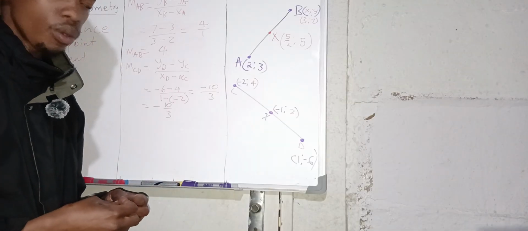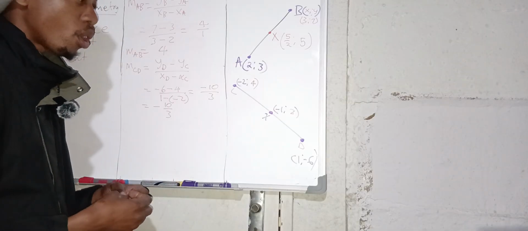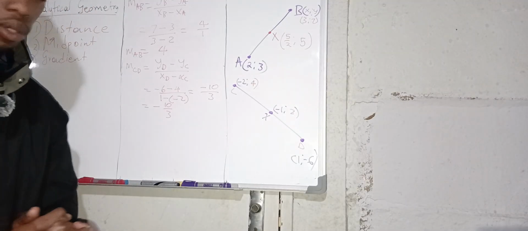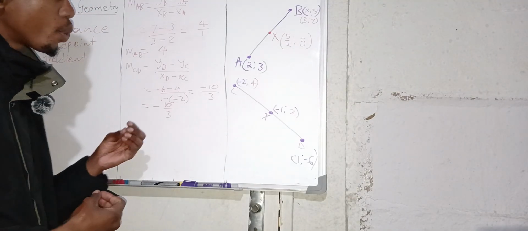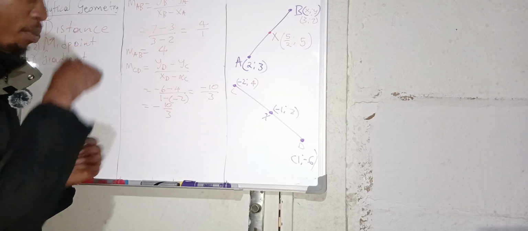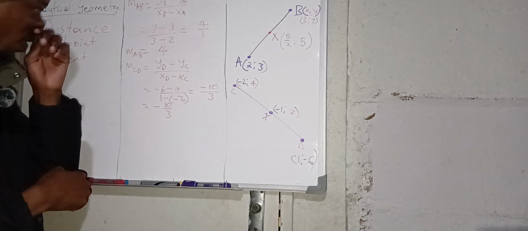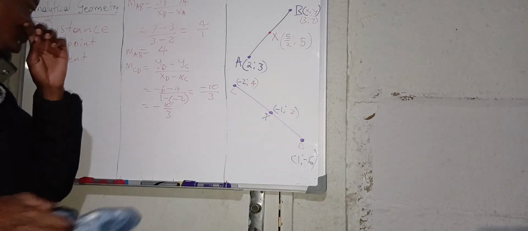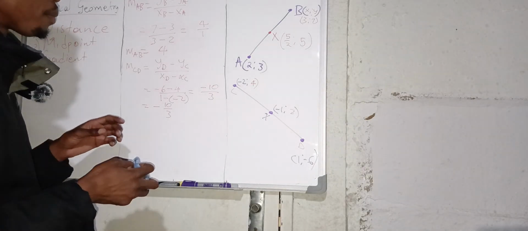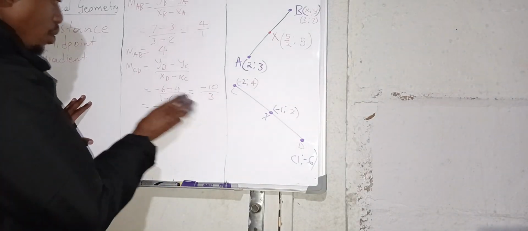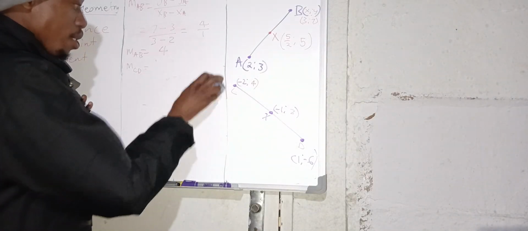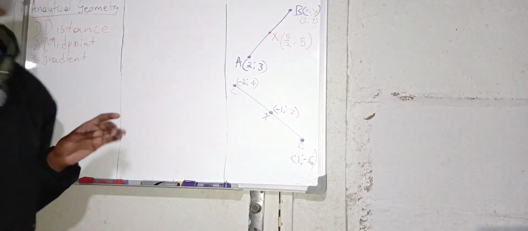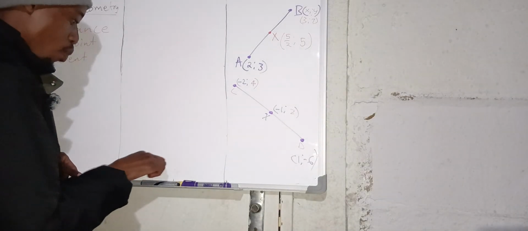Something else I want us to pay attention to is collinear points, the gradient of collinear points. If they say to you, show that A, X and B are collinear, what does that mean? It means that their gradients are the same. That's what it means. So collinear points have the same gradients. They have equal gradients.